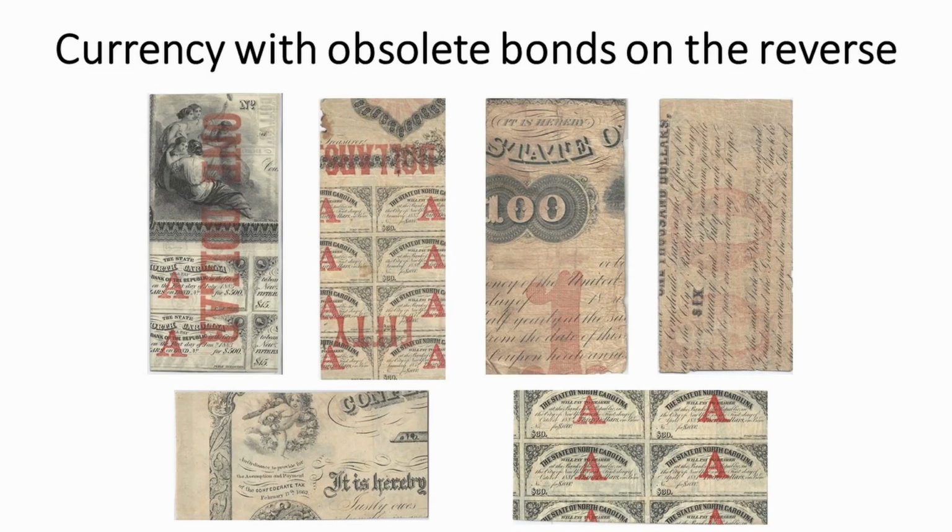Sometimes, unused Uniface bonds were used, as seen in the notes above. Because bonds had a certificate at the top, and coupons below, all sorts of variations can be found, as the entire bond was used.